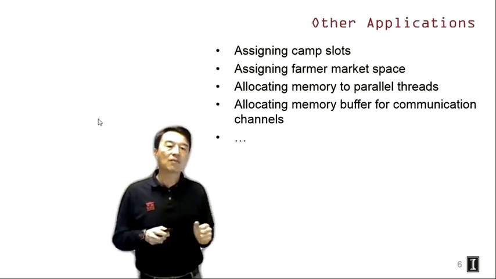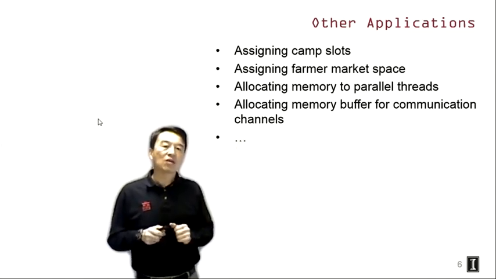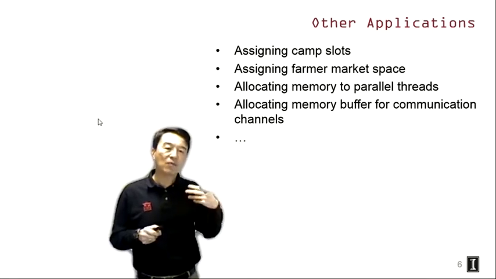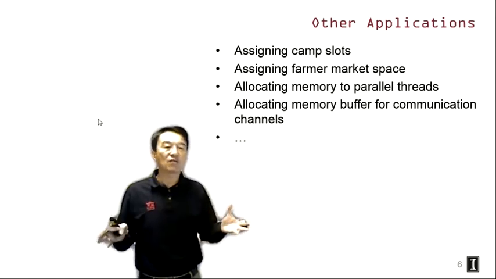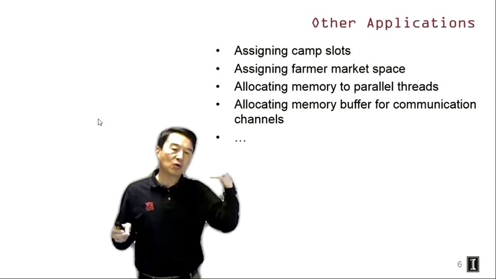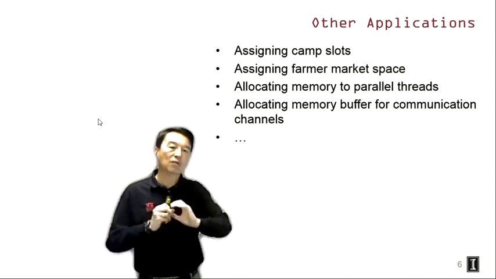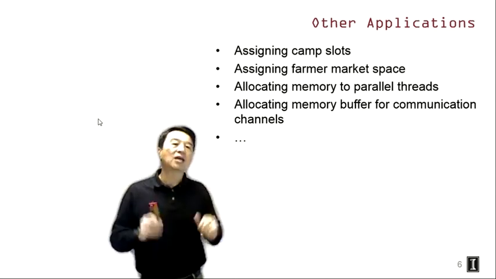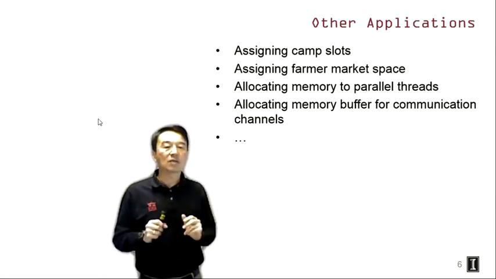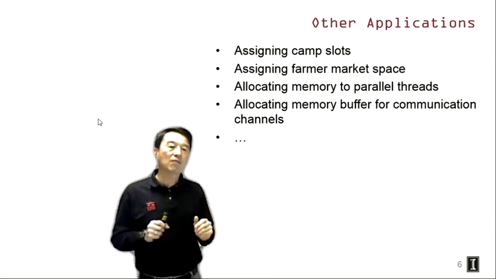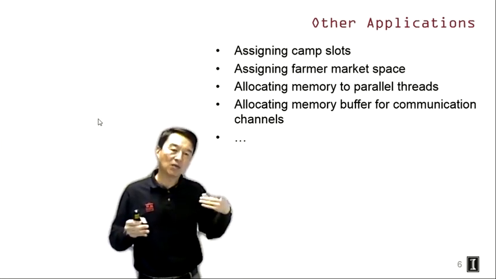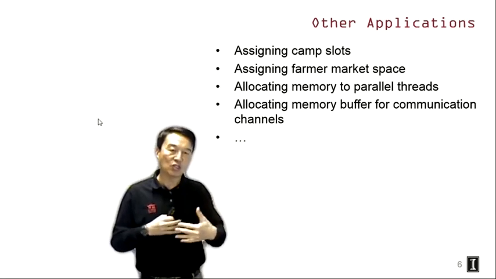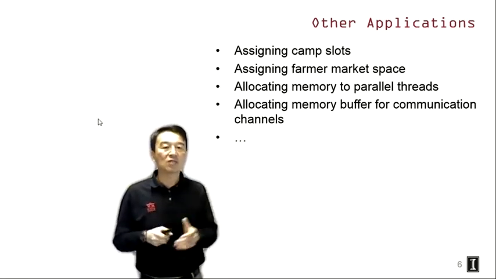We oftentimes use scan to perform parallel memory allocation to parallel threads. When we have a large number of threads that all need memory allocation, we oftentimes can just use the requested amount for each thread, do a parallel scan, and then assign all the space to all the threads in parallel. We can allocate memory buffers for communication channels in high-speed network switches for the same reasons.